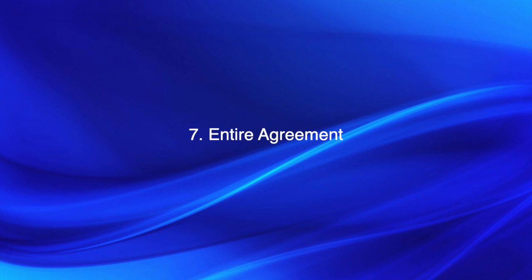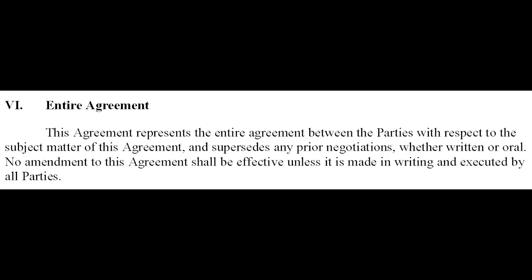Now let's look at the entire agreement clause. This is a standard clause saying that the written agreement you're looking at represents the entire agreement between the parties, and it supersedes any other discussions or negotiations the parties may have done. The purpose of this clause is to make sure that the actor can't argue that you agreed to terms that are different from those in the written agreement, say when you're having phone conversations with their representative or you're exchanging emails with them.